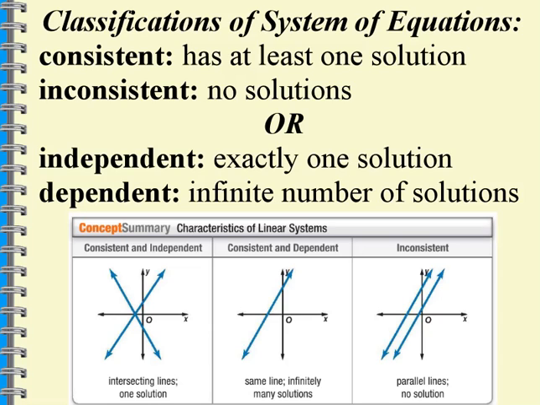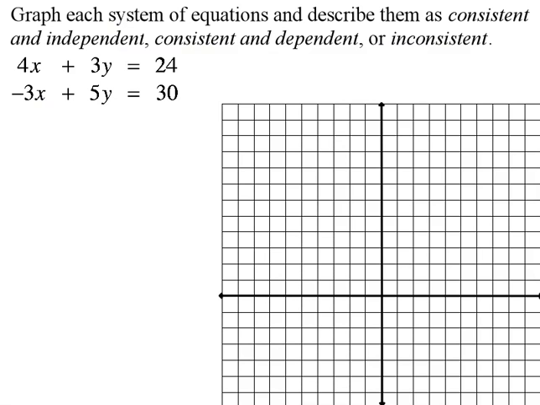Consistent and dependent means they're actually the same line. So that means they will have all the solutions on that line. So that's when they say an infinite number of solutions. So you're going to actually have to classify systems of equations now as consistent and independent, consistent and dependent, and inconsistent. So let's go ahead and flip over. You've got 2 problems left for today we're going to look at. Instructions: graph each system of equations and describe them as consistent and independent, consistent and dependent, or inconsistent.